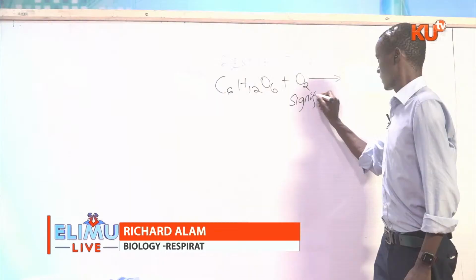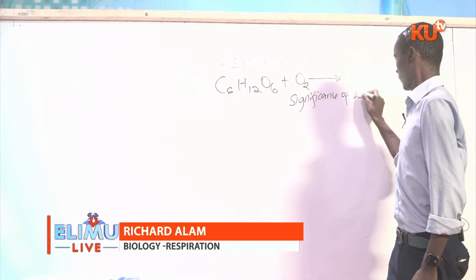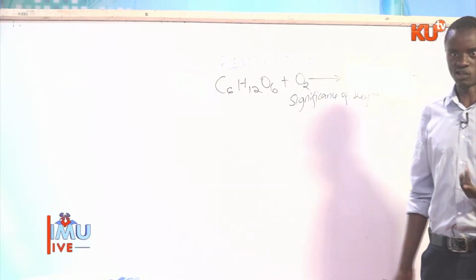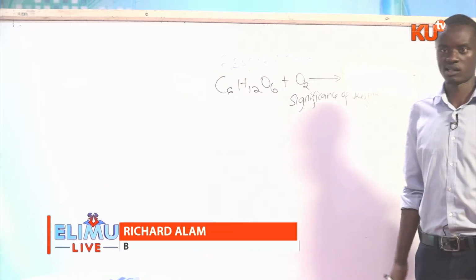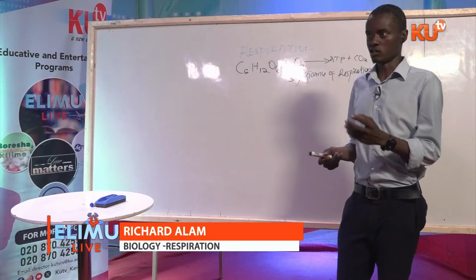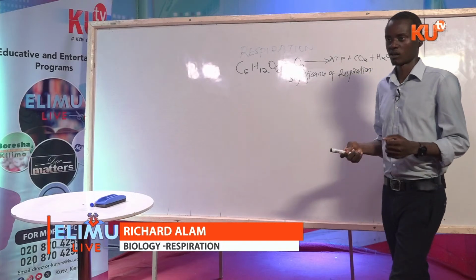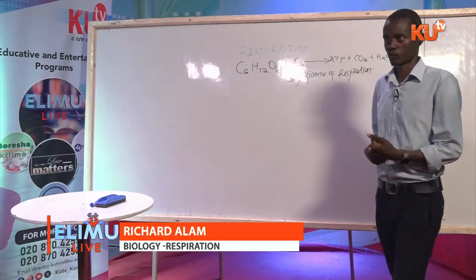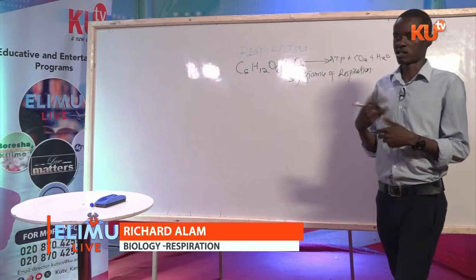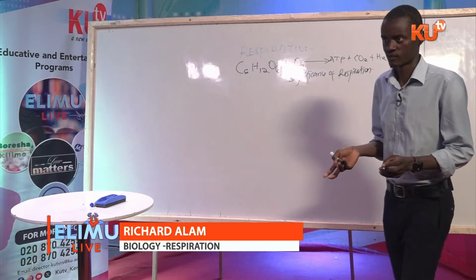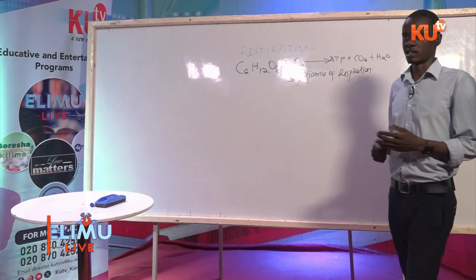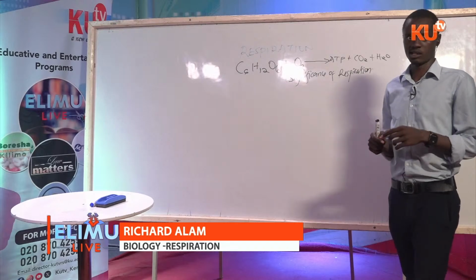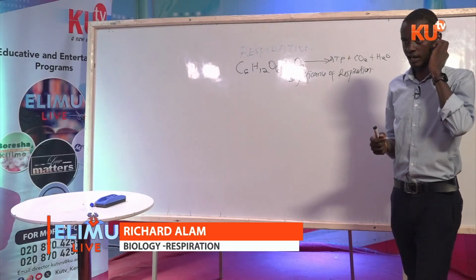Now, significance of respiration. As you can see, respiration is very important because the energy obtained is used in contraction of muscles. Number 2, we have transmission of nerve impulses. Then the energy is also used in growth and development.